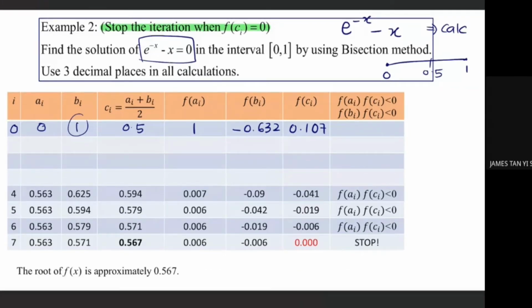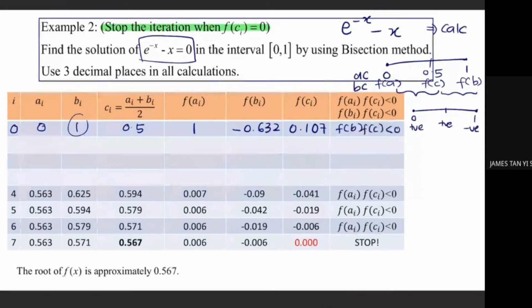This column is for the interval that we choose, the interval that contains the solution. This one is FA, this is FC, and FB. Choose AC or BC. Do not confuse them. We choose the one with different signs, positive and negative: BC. Then we choose this interval for the next iteration.